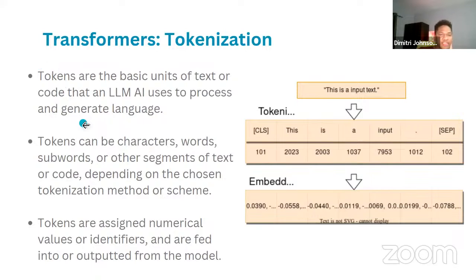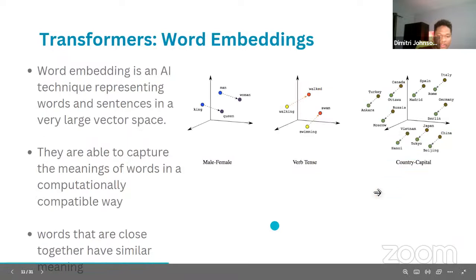So tokens are the basic units of text or code that the LLM uses to process and generate language, right? Tokens can be characters, words, subwords, or segments of text or code, depending on the chosen tokenization method or scheme. Tokens are assigned numerical values, are identified, and are fed as input into the model, right? That finishes the tokenization explanation.